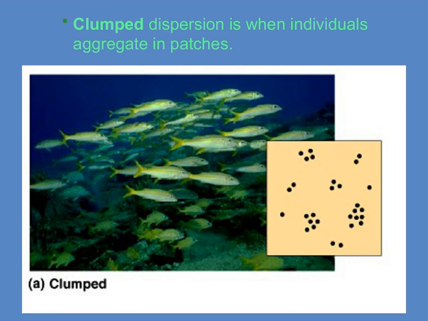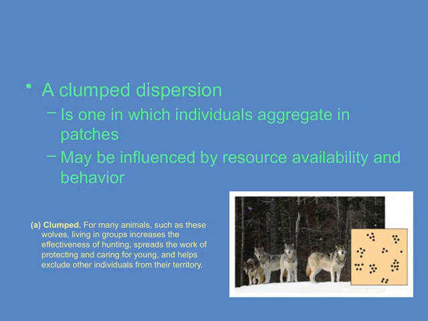It's a key concept because it influences things like resource management and conservation strategies, which are essential themes in ecology. So, understanding why and how organisms cluster together gives us a deeper insight into their behaviors and their interactions with the environment. A clumped dispersion is when individuals tend to gather in patches rather than being evenly spread out.